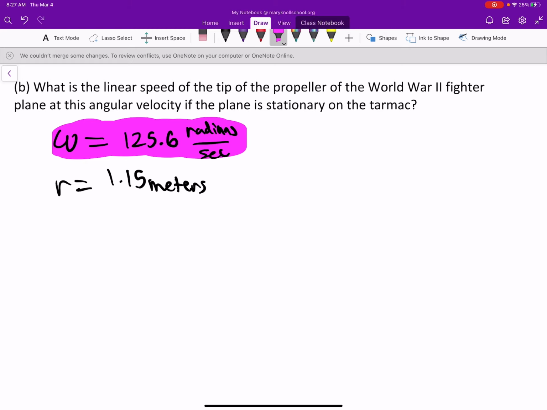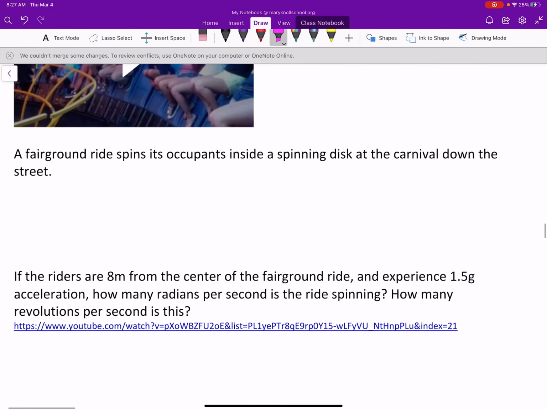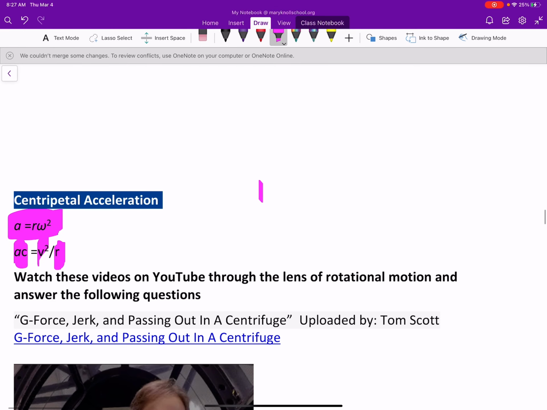Okay, so now we're looking for v. Let's see if we can get an equation that'll help us solve for v. So if I look here, this equation gives us v, but we don't have acceleration, we don't have r. We have r and we have omega, so that'll allow us to solve for a. And once we have a, then we have r and we have a, so then we can solve for v. So that's one way we can do it, using these equations.